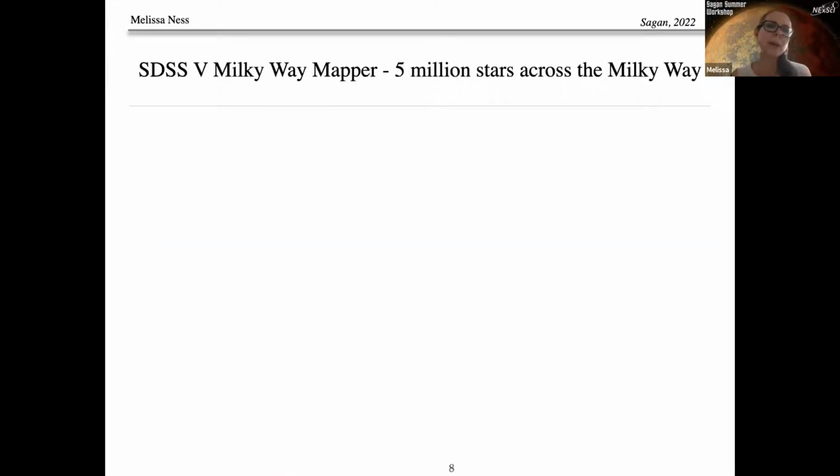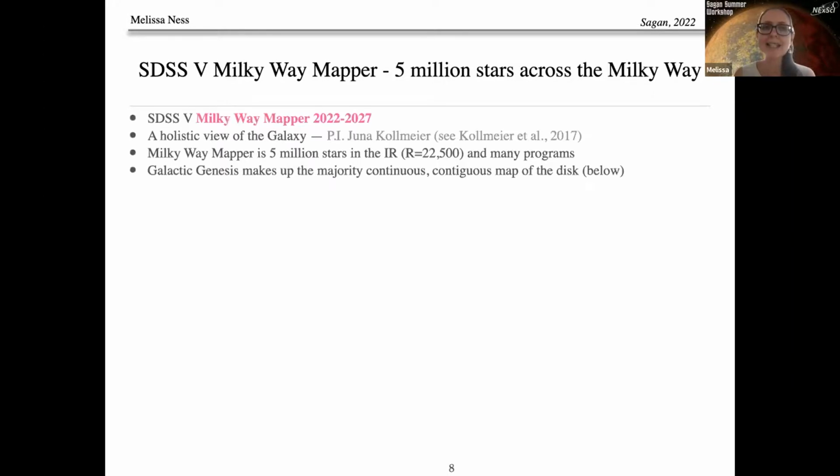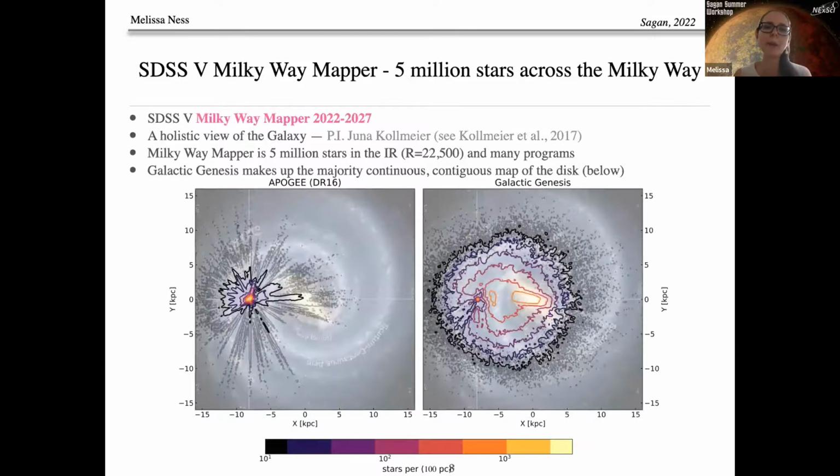I want to highlight Milky Way Mapper, which is a survey that's just come online in the last year or so, because this is very relevant, I think, to this group. It's part of this mapping effort. We're getting 5 million stars across the Milky Way disk with this survey to give us this holistic view of the Milky Way. It's in the infrared, so we can look at the extincted regions of the galaxy right through the disk into the bulge. And the so-called Galactic Genesis survey makes up the majority of this continuous, contiguous map of the disk. But I want to show you where we're going with this survey.